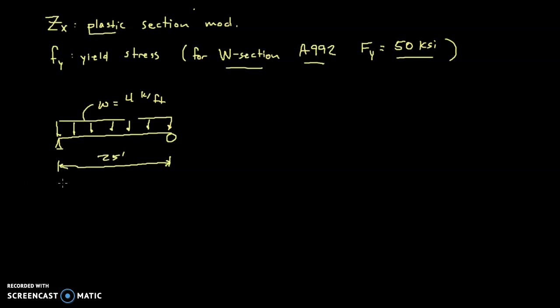We're given the reaction forces, but we could have found those reaction forces pretty easily. If we have 4 kips per foot spread out over 25 feet, 4 times 25 is 100, and that load is evenly shared by the two supports. So that's 50 kips and 50 kips at the other end as well.